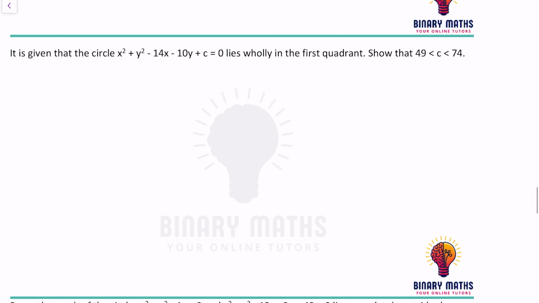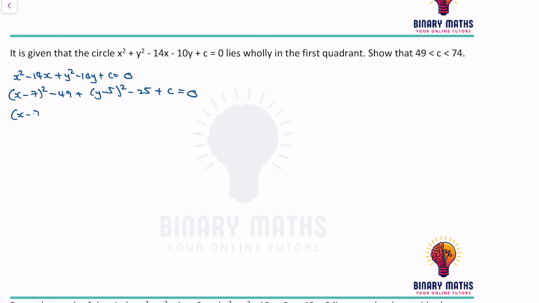The next example. It is given that the circle x² + y² − 14x − 10y + c = 0 lies wholly in the first quadrant. Show that 49 < c < 74. So if I collect again the x's together and then complete the square, I end up getting (x − 7)² − 49 + (y − 5)² − 25 + c = 0.